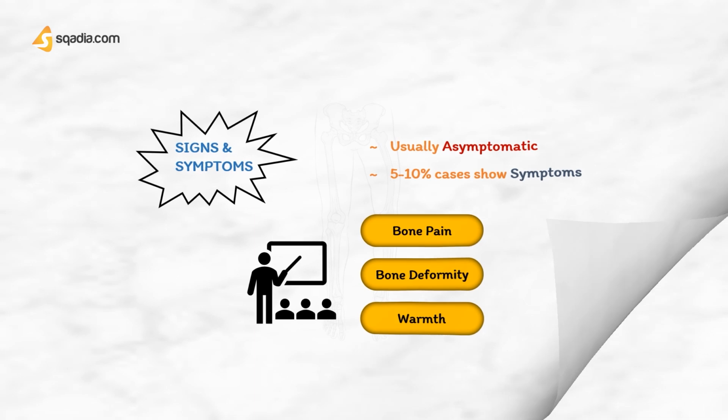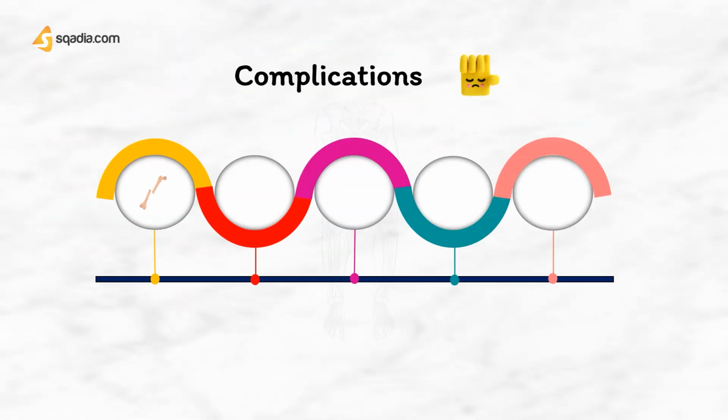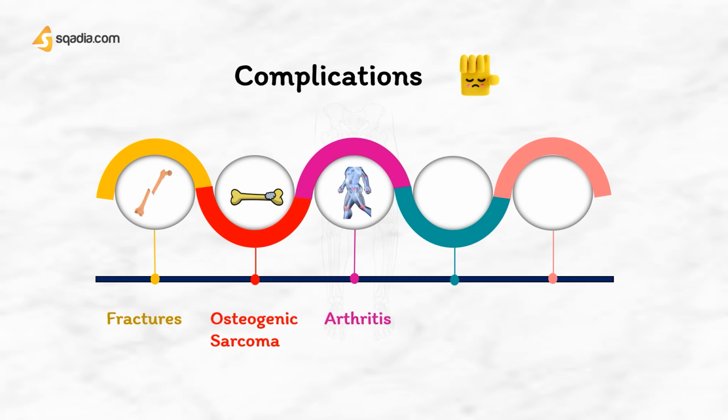Complications of Paget disease include fractures due to weaker bones, osteogenic sarcoma, but it is very rare, advanced arthritis in joints that are neighbors of the affected bone, and renal stones due to hypercalcemia and hypercalciuria.